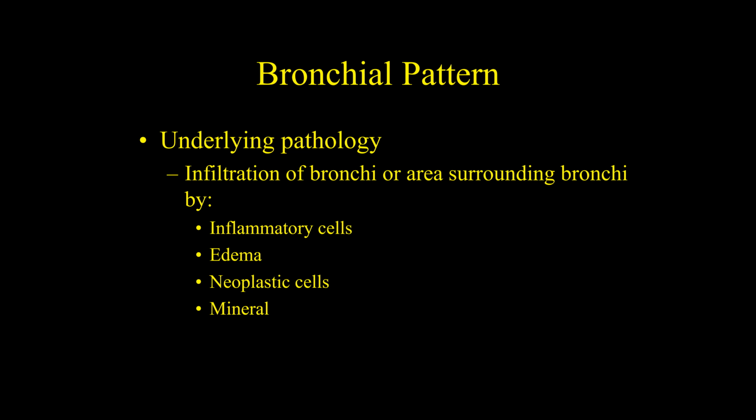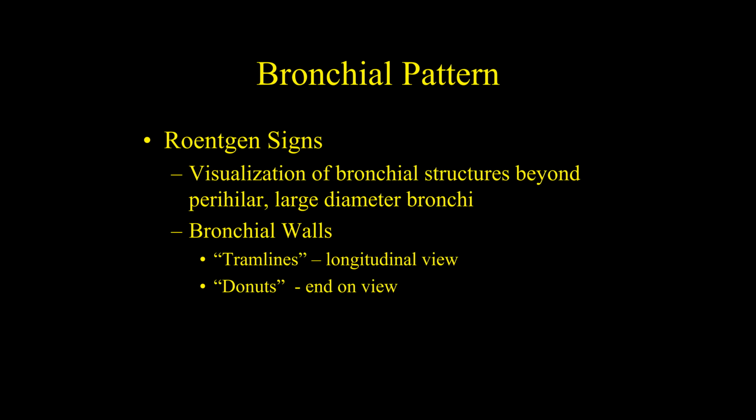The underlying pathology that will cause a bronchial pattern on radiographs is something that affects the bronchi. So you get infiltration of the bronchi, which, you remember, are the small airways inside the lung. And so we get infiltration of inflammatory cells, edema, or possibly neoplastic cells. And sometimes the bronchial walls will actually undergo mineralization, and you can see them more obviously. So what do we look for? The Röntgen signs. And the Röntgen signs refers back to the guy who discovered X-rays, Röntgen.